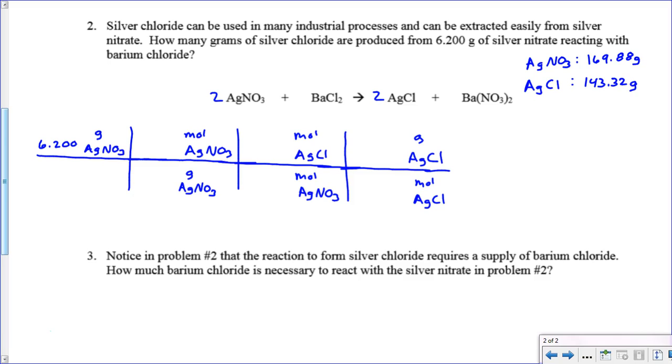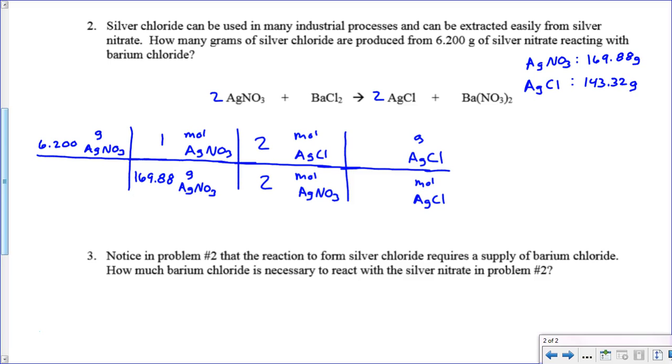Conversion factors, starting here on the left, going from grams of AgNO3 to moles. That is the molar mass. So we take the 169.88 grams in 1 mole. All right, for the next step, going from moles of one thing to moles of another thing, we're looking at the balanced chemical reaction and finding the coefficients. There's a 2 in front of AgCl up in the balanced chemical equation. There's also a 2 as a coefficient for AgNO3. All right, so it is a 2 to 2 ratio.